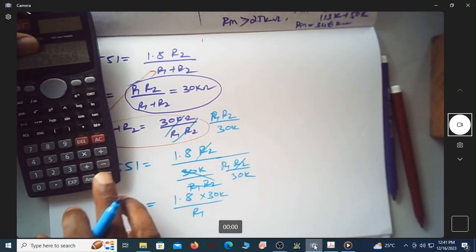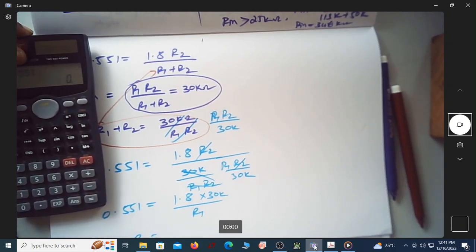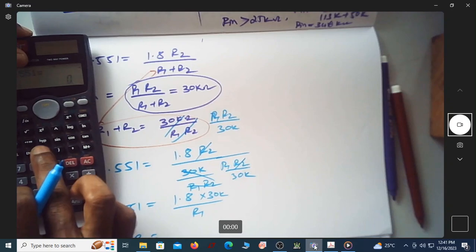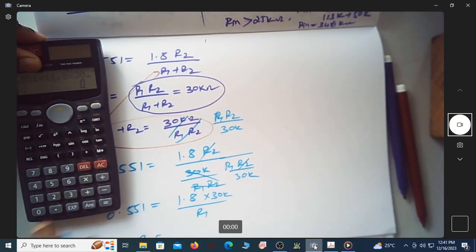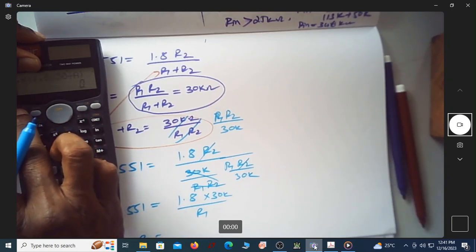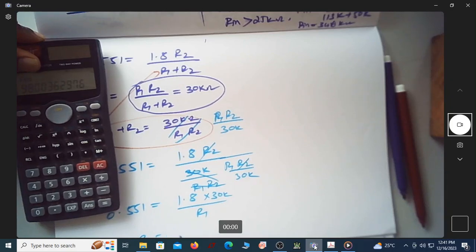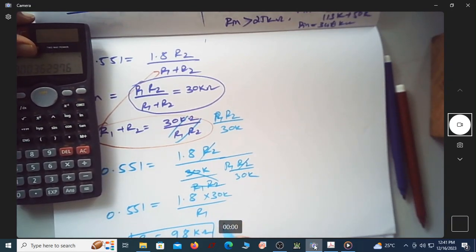Oh, this is a small mistake. So how much is this? 0.551 alpha equals 1.8 into 30 divided by alpha A, close the parenthesis, shift cal. Now it is coming out to be 98 kilo ohm. This is R1.